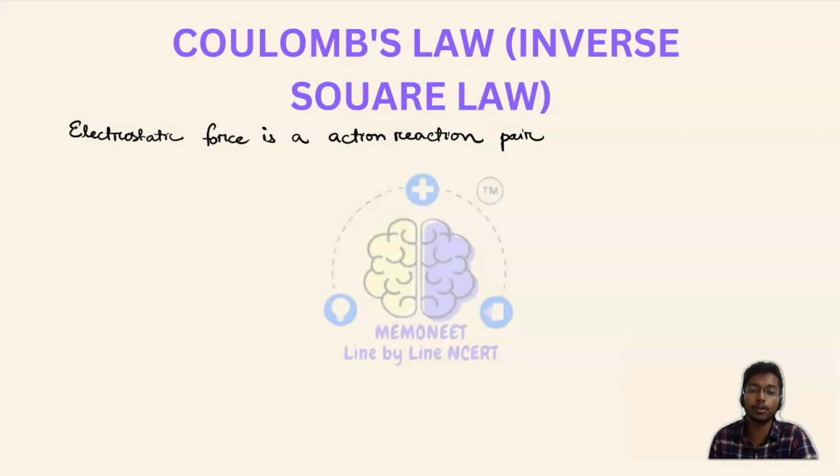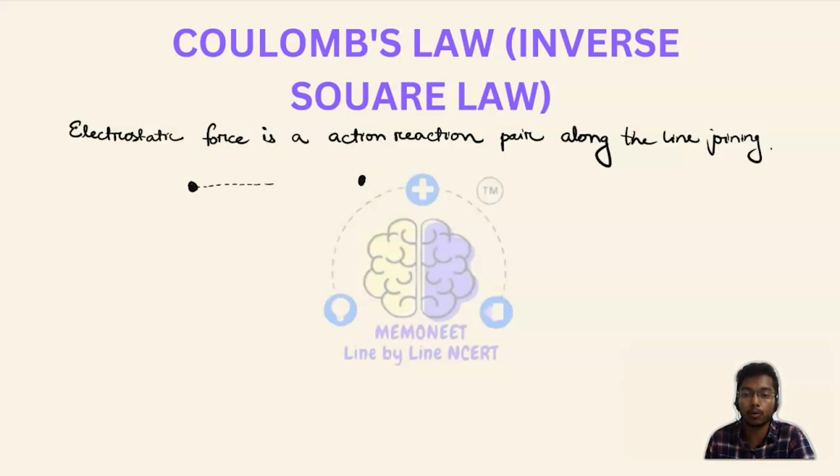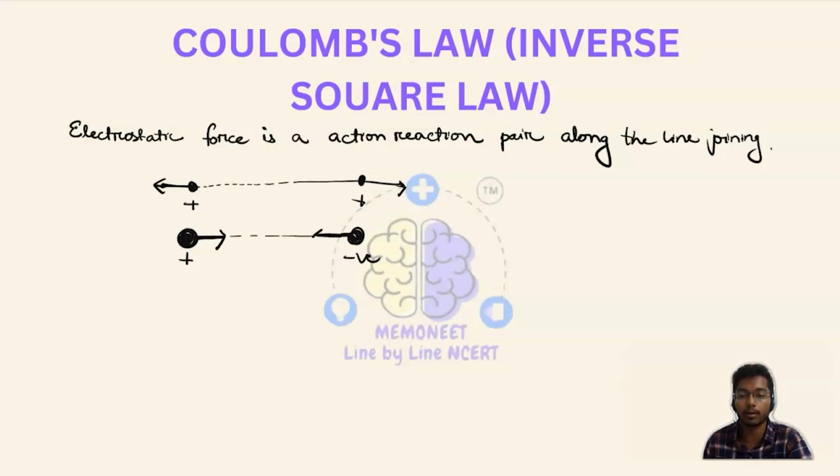Electrostatic force is an action-reaction pair along the line joining the charges. This statement makes complete sense, because here we have one charge, here is another charge, and the force will act along the line joining them. Either both are positive charges or both are negative charges, then the force will act in these directions. And when we have unlike charges, say this is positive and this is negative, the force will act in which direction? They will attract, but the forces will always be opposite of each other.